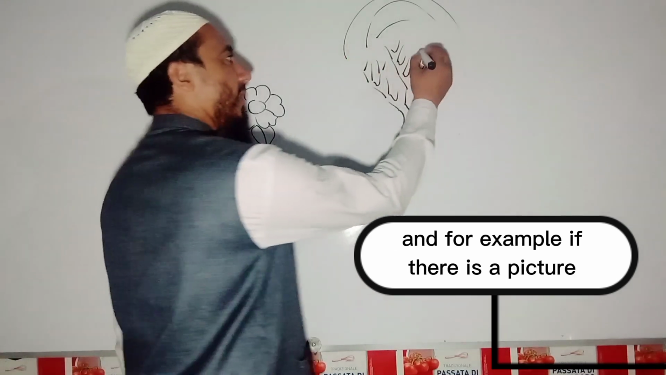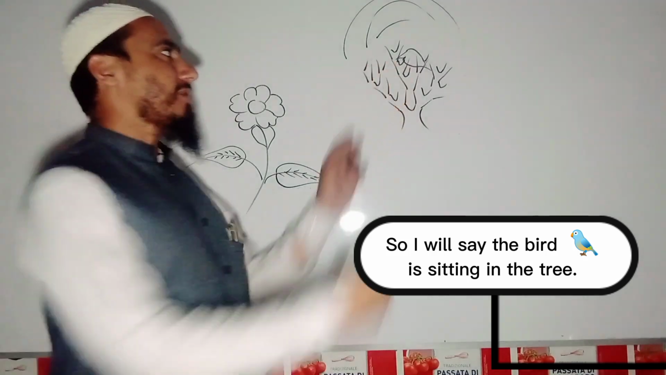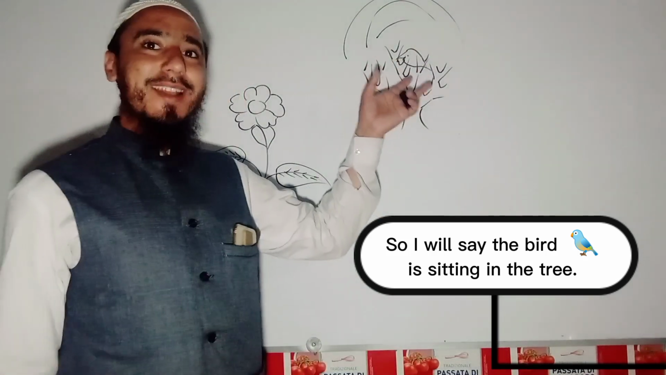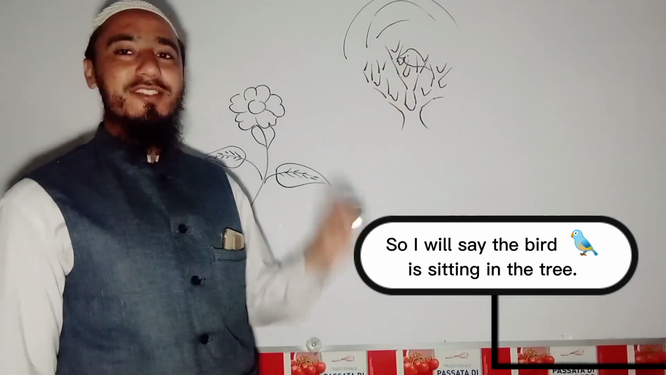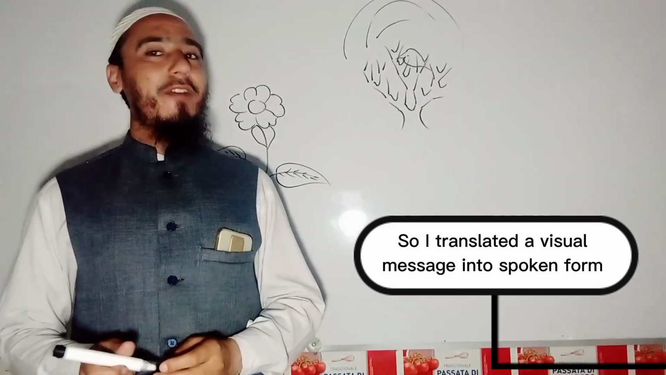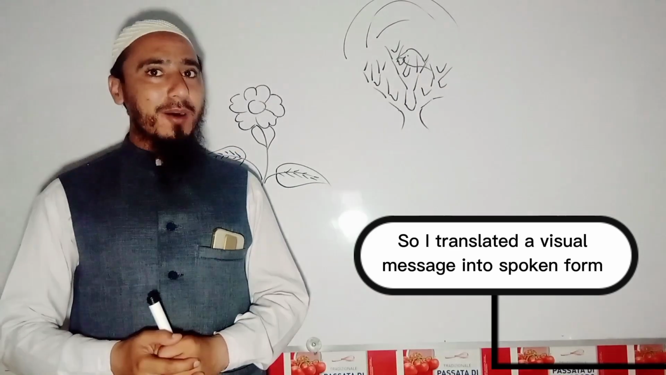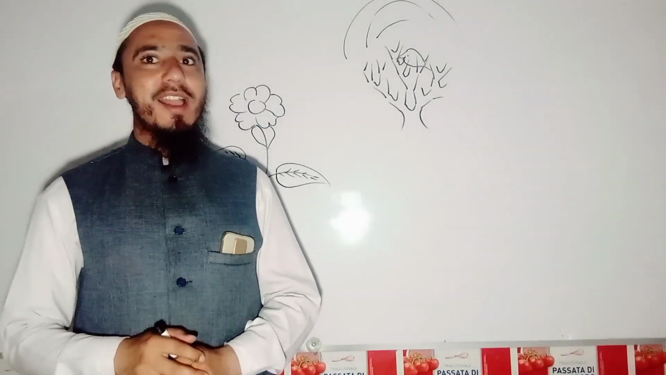And if, for example, there is a picture of a bird, so I will say that the bird is sitting in the tree. So I translated and changed a visual message into spoken form. So hope that now you know about translatability and semiotics.